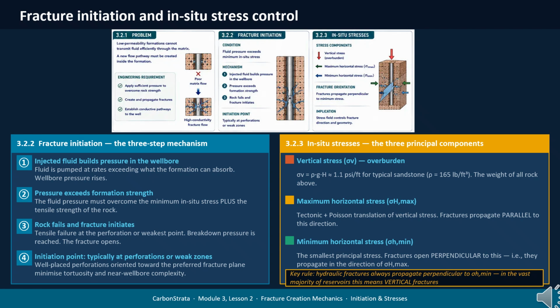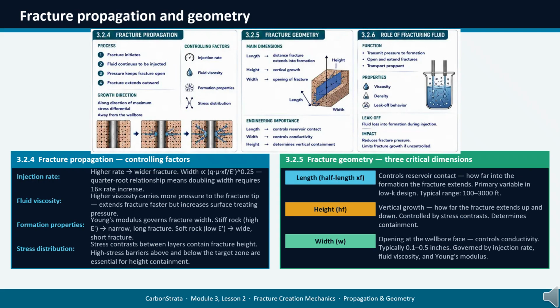There are three stresses: vertical, maximum horizontal, minimum horizontal. Here is the rule: fractures open perpendicular to minimum stress, not where you want. Where physics allows. In most reservoirs, minimum stress is horizontal. So fractures are vertical. This is not negotiable. You do not control direction. You design within it.